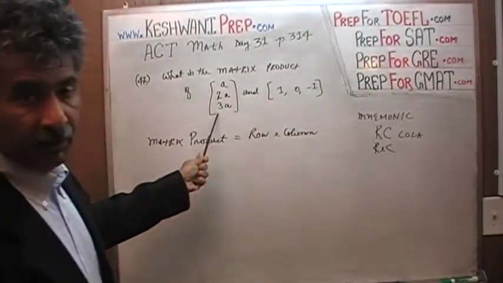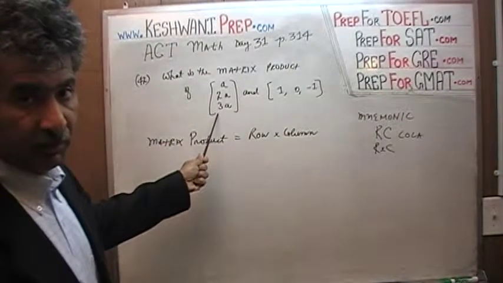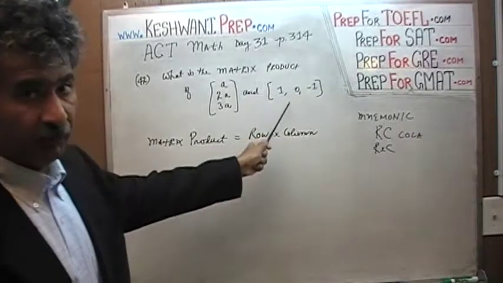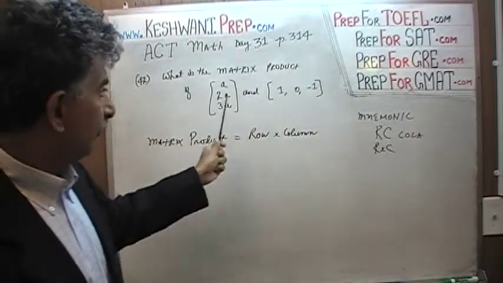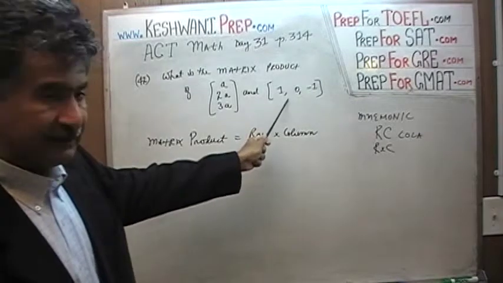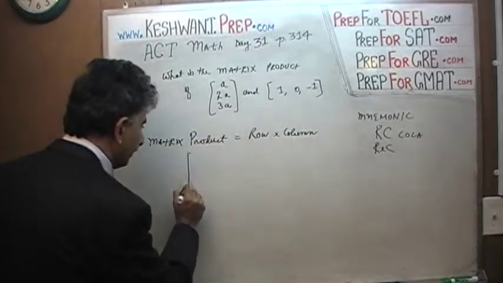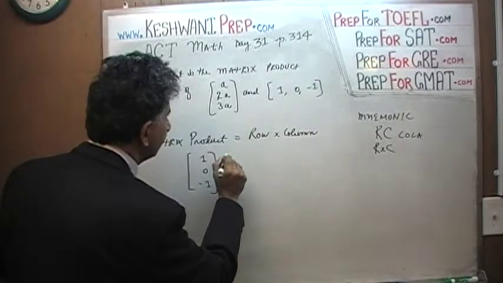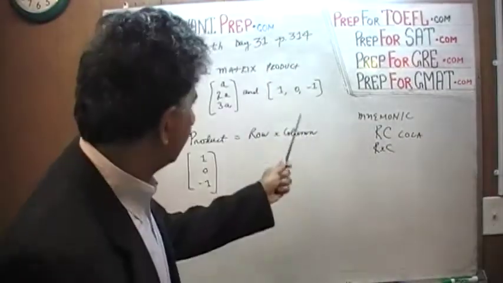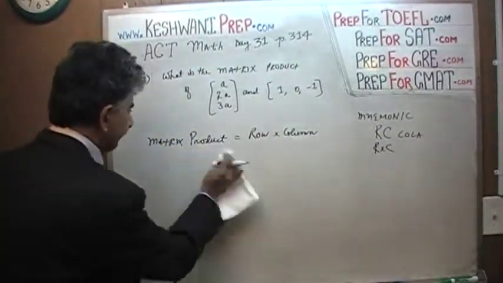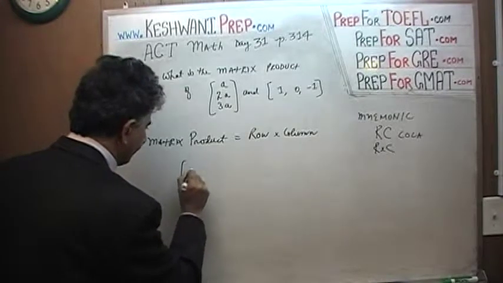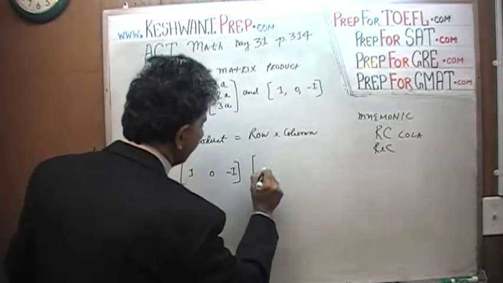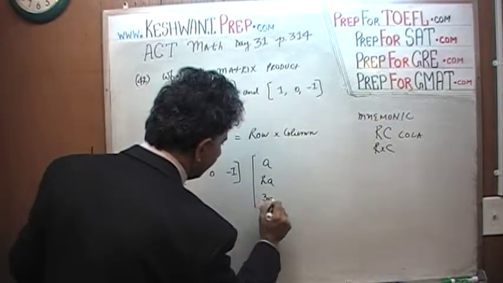The first matrix is presented in the column format. The second matrix that is given to us is presented in the row format, and that is done on purpose. We have to be quick enough to realize that in order for us to multiply these two matrices, we have to write the second one first. The second matrix has to be written first: 1, 0, negative 1, the row, and then the column, which is A, 2A, 3A. And now we are done, that's it.